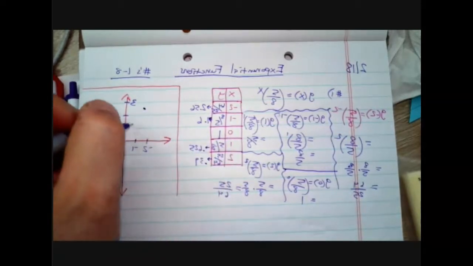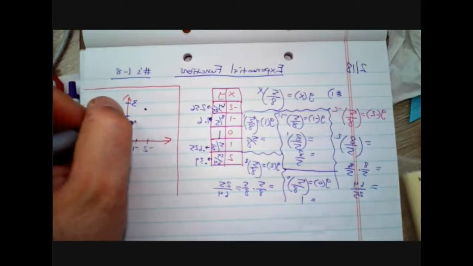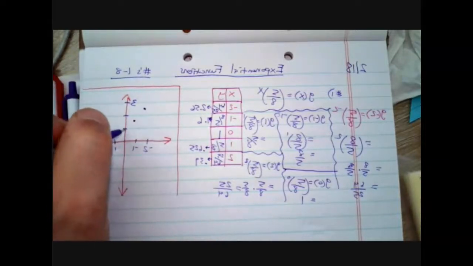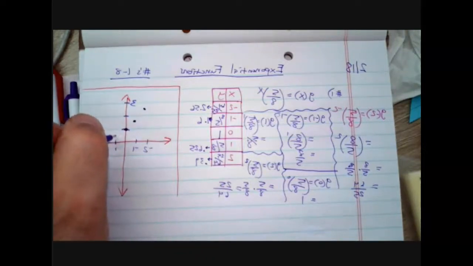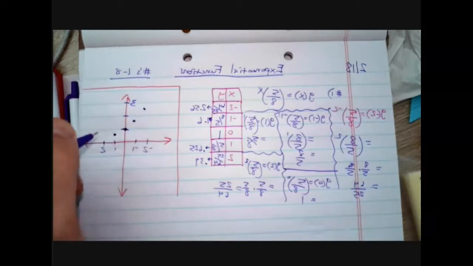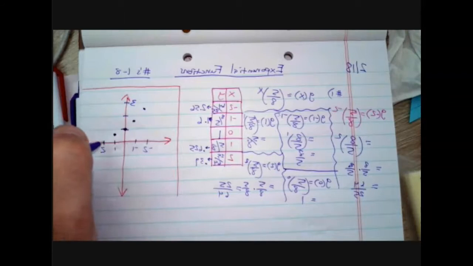That's left 1 and up 1.6 spaces. 1.5 would be here, so I tried to go a little more than 1.5 because it's 1.6. Then 0, 1 is here. Next I have 1 and 0.625, so 1 right and a little more than half a space up. And then 2 and 0.39, so 2 right, and then a little less than half a space up.